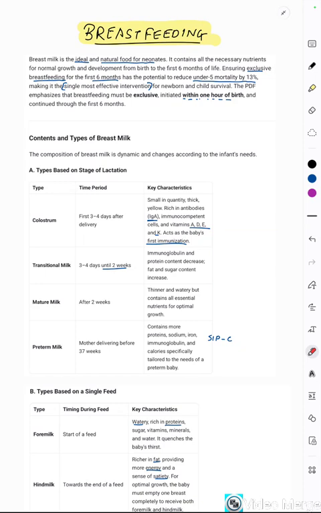A very important topic, that is breastfeeding. Breast milk is the ideal and natural food for the neonates, and exclusive breastfeeding should be done for the first 6 months. It is important for the normal growth and development of the newborn. It has the potential to reduce the under 5 mortality rate by 13%, and thus it is considered to be a single most effective intervention. It should be started within 1 hour after the birth. It decreases the chances of pneumonia as well as diarrhea in a baby.